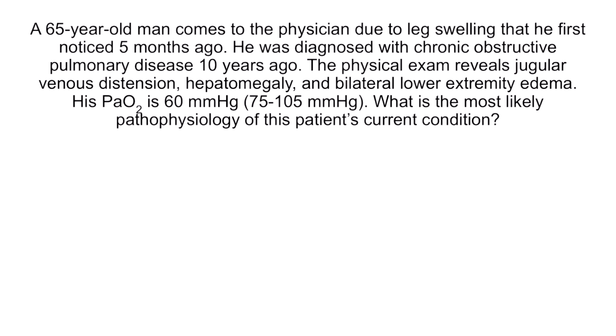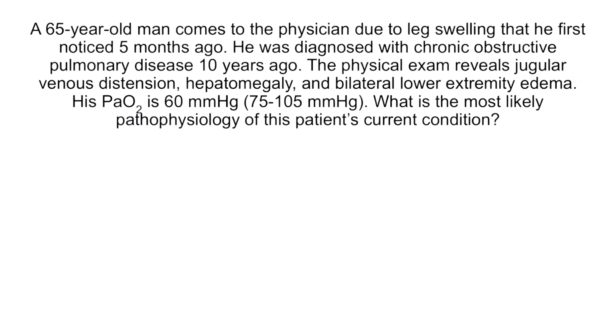A 65-year-old man comes to the physician due to leg swelling that he first noticed 5 months ago. He was diagnosed with chronic obstructive pulmonary disease 10 years ago. The physical exam reveals jugular venous distension, hepatomegaly, bilateral lower extremity edema. His PaO2 is 60. What is the most likely pathophysiology of this patient's current condition?